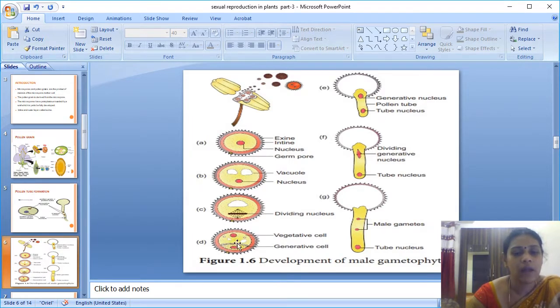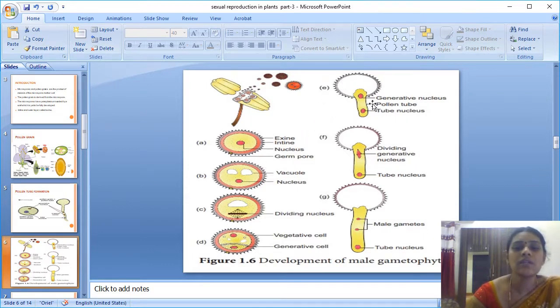The irregular wall which is formed around the generative nucleus is called the generative cell. The remaining portion, with the food reserve materials and the nucleus, is called the vegetative nucleus. This vegetative part does not enter into the pollination. Only this generative cell part enters into the pollination, as you will see in the pollination topic.